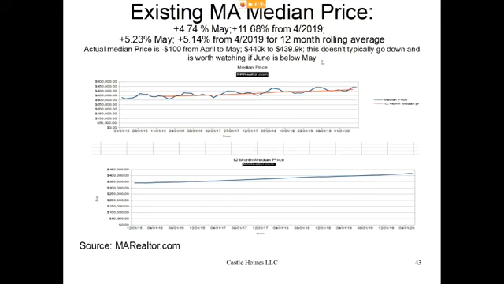We noted earlier on the national, I'm also going to point this out, and I didn't put together a graph for it, but the actual median price from April to May was minus $100. It went from $440 in April to $439.9 in May. So that does follow the national trend where we were down. It does not typically go down. I did look at every other April to May in this series that I have from 2015 has been up, because you're right in the heart of selling season.